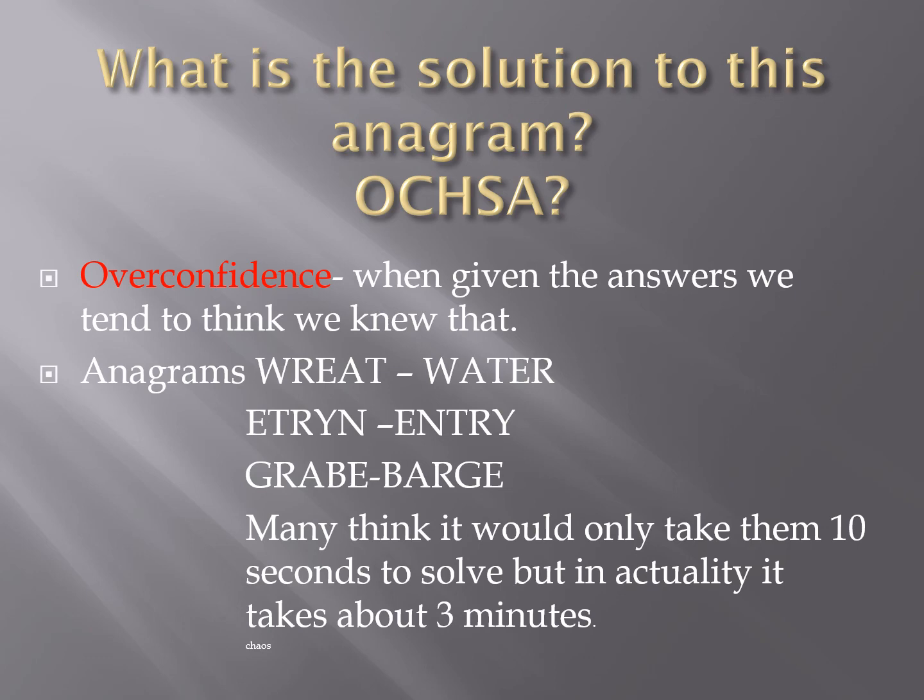Next one that we have is overconfidence. Now, overconfidence, the example that we're giving here is an anagram. So there's 3 anagrams down there: water, entry, and barge.